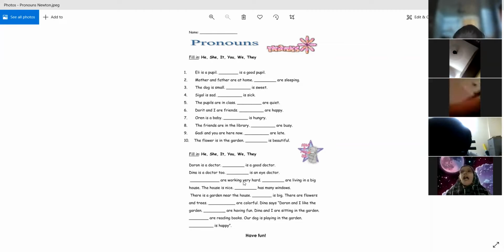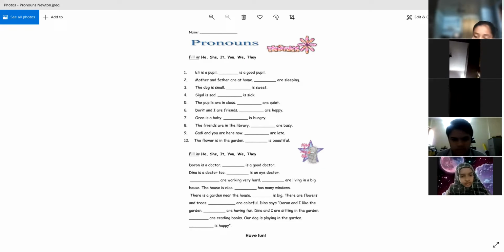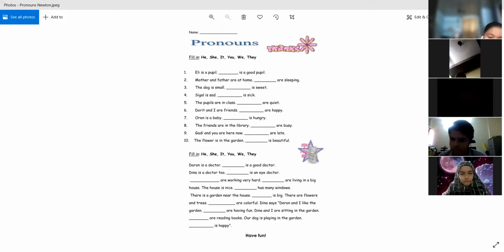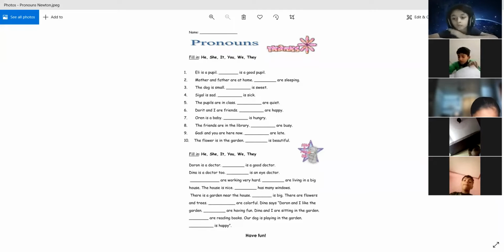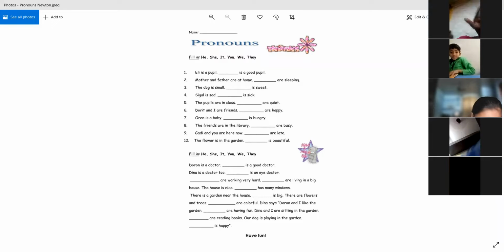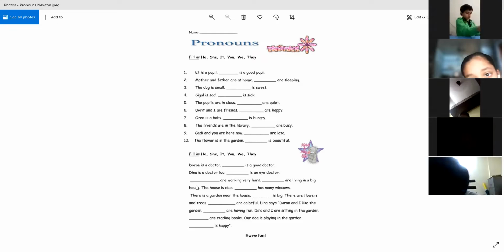Dash are working very hard. Mariam, you want to try? Mariam is busy, talking. All right. Musa, can you try the third line? Dash are working very hard. What will you write, beta? What will come in the blank, beta? Oh, very good. They. Dash, they. Very good. The next one.